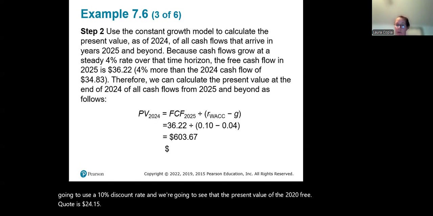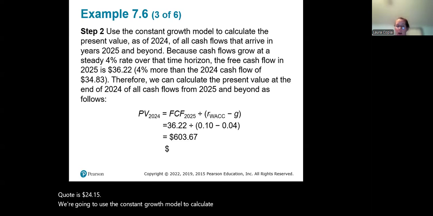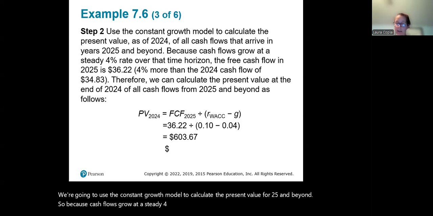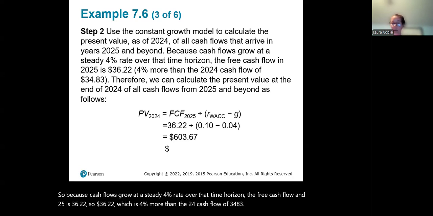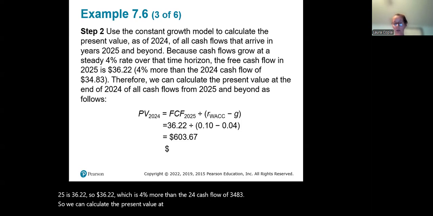We're going to use the constant growth model to calculate the present value for 25 and beyond. Because cash flows grow at a steady 4% rate over that time horizon, the free cash flow in 25 is $36.22, which is 4% more than the 24 cash flow of 34.83. So we can calculate the present value at the end of 24 using that information from 25 and beyond.